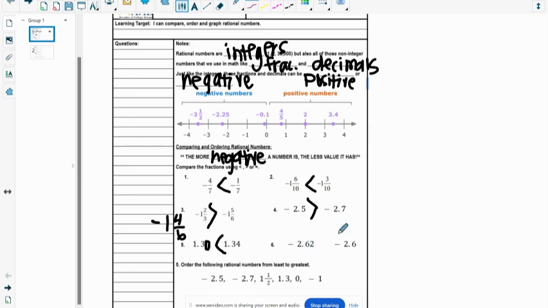Same thing here. We've got a number with 2 decimals, so we need to add that second decimal 0. Here they are negative. So we are looking for the larger value, meaning the warmer temperature, the smaller negative, that's going to be negative 2.60. Negative 2.62 would be colder than negative 2.60.